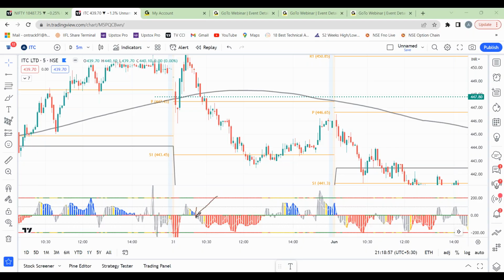So here comes the sell signal. Now you watch the stock. It is crossing below the 448 level, which is also below the 200 period moving average. Stock comes into sell trend.